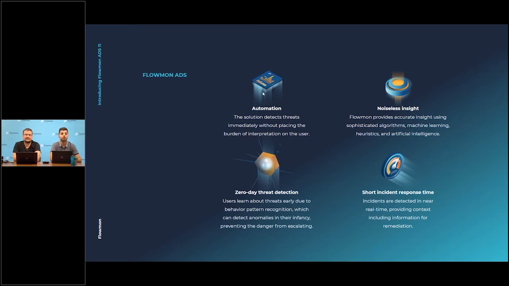Flowmon is effective for zero-day threats because we do not rely on signatures, but we're using machine learning that is capable of finding indicators of compromise rather than described and known attacks. And we help you to reduce incident response time by providing you context of the incident so that you can make fast decisions and carry out remedial actions as soon as possible without a major breach.